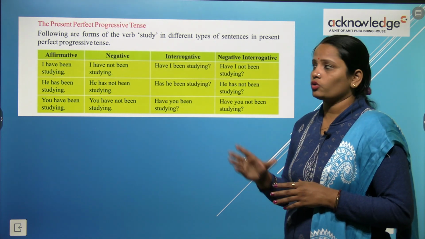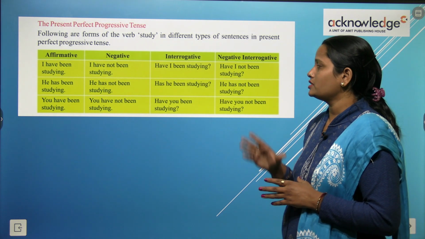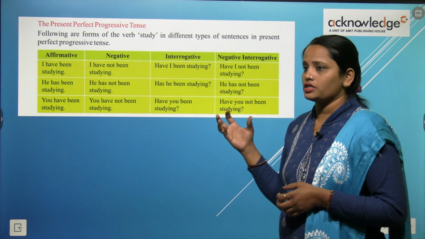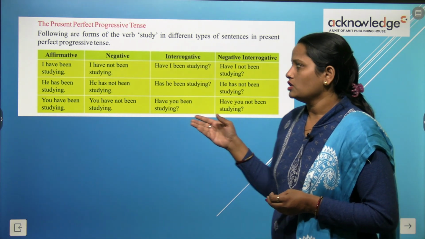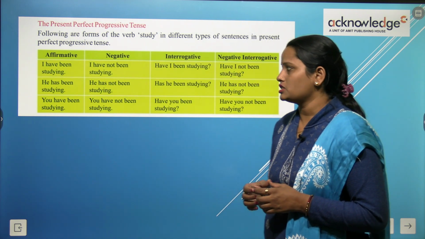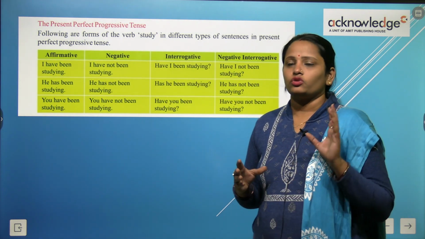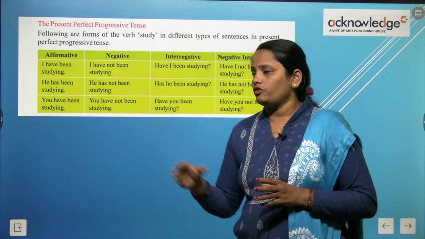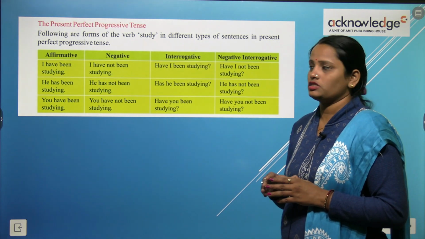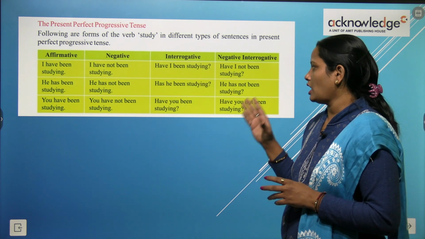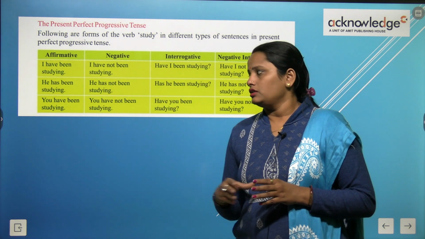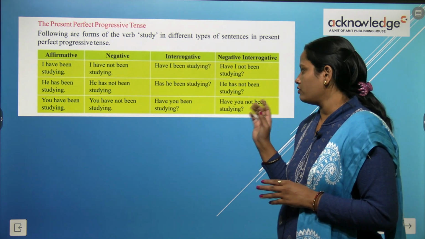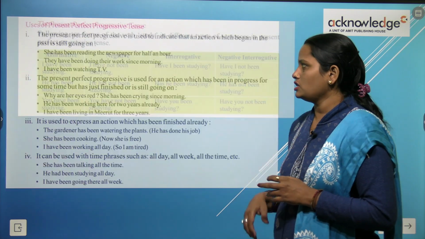Now let's learn about the present perfect progressive tense. What is the present perfect progressive tense? The following are forms of the verb study. We have to read about study. The word study is used here in the past, present, progressive or continuous tense. So in the affirmative it is I have been studying, I have not been studying, have I been studying and have I not been studying. Now he has been studying, he has not been studying, has he been studying and has he not been studying. Next, you have been studying, you have not been studying. Have you been studying? Have you not been studying? So these are a few of the examples.